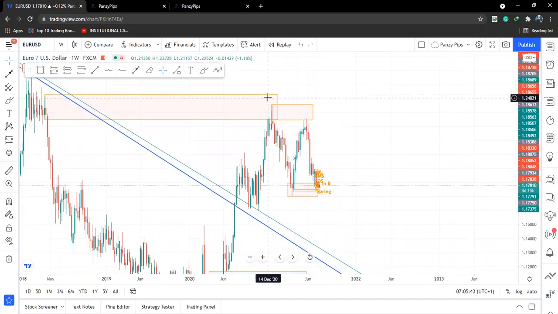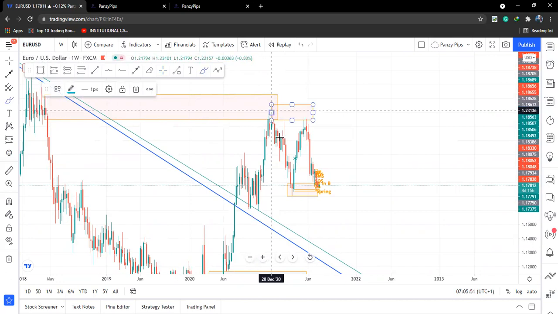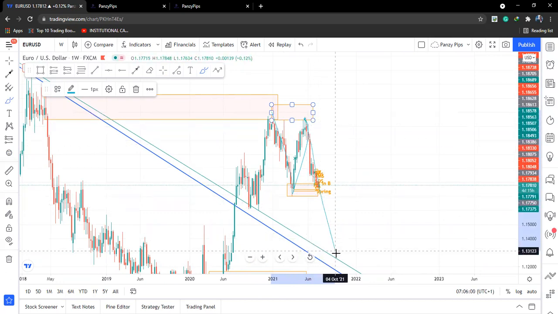On the weekly, we have the same perspective as the monthly. The market has come all the way up here to give us that reversal inside this point of interest. And here comes our reversal. It comes down, gives us a pullback into another POI, and then it's going back down. I expect this to continue all the way down.